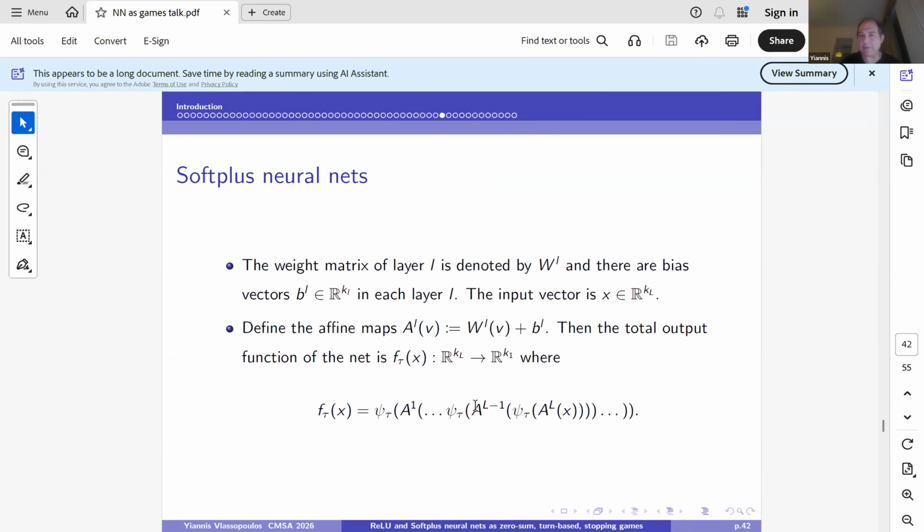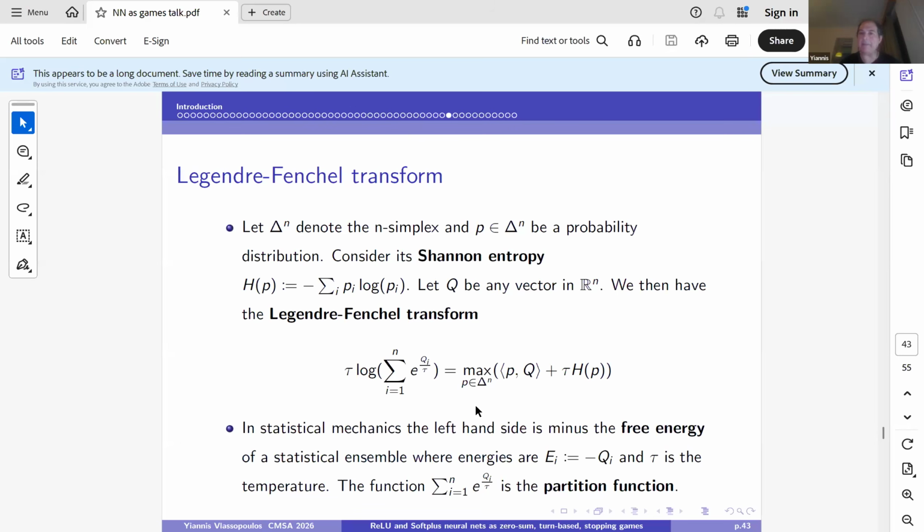And now we just have to compute this function. So we just replace the psi, which was the ReLU function, with this psi t, which is the Softplus function. And the basic trick of the game is that the Legendre-Fenchel transform of the entropy is the free energy. That's what we have to use basically.